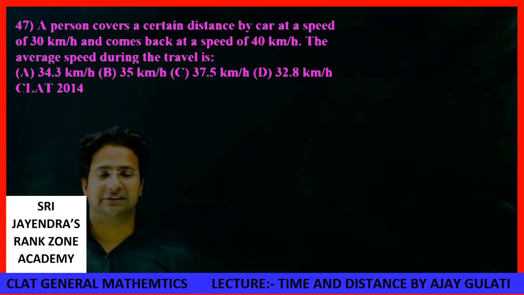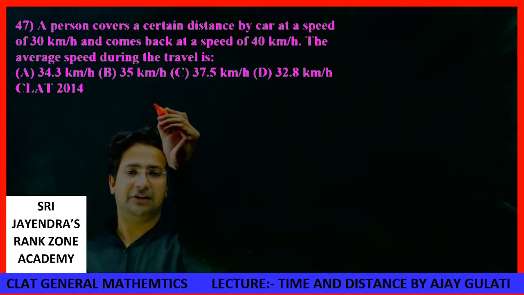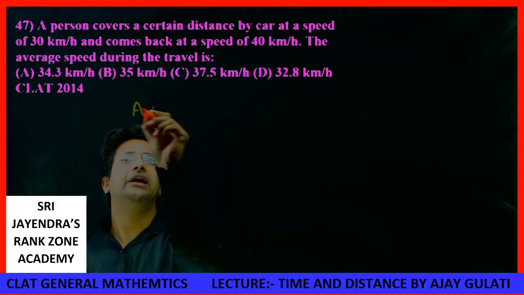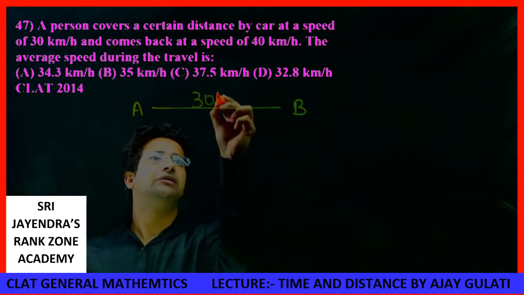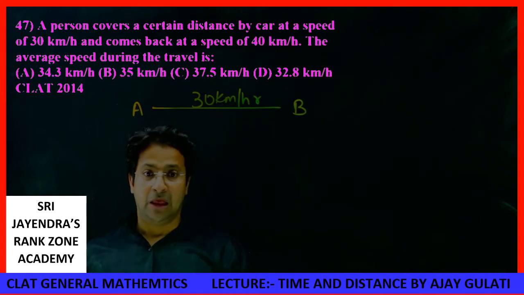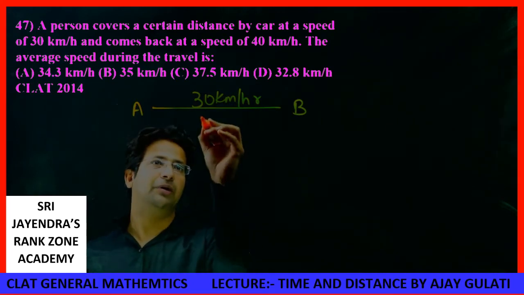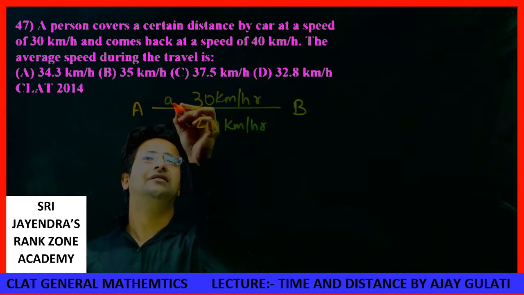A person covers a certain distance by car at a speed of 30 km per hour. Let's say the person moves from point A to point B at a speed of 30 km per hour and comes back at a speed of 40 km per hour. What is the average speed?